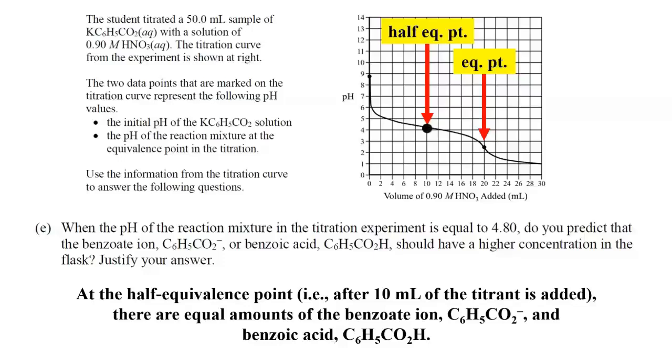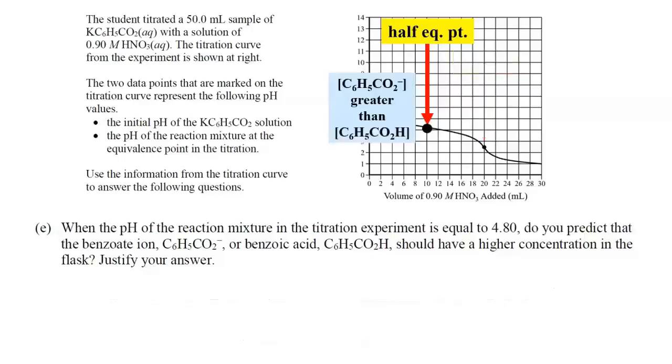So on this titration curve, anything before the half equivalence point would indicate that there should be more benzoate than benzoic acid. In other words, the concentration of benzoate should be greater than benzoic acid before the half equivalence point. And then after the half equivalence point, the concentration of benzoate should be less than the concentration of benzoic acid. So now what we have to do is say, where would a pH of 4.8 fall on this titration curve? Is it going to fall before or after the half equivalence point?